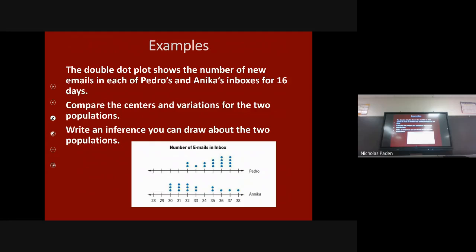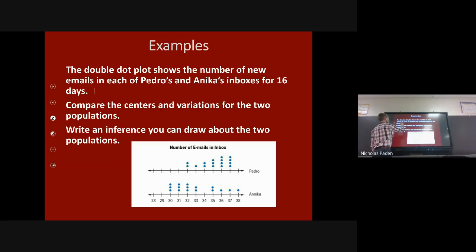So this shows the number of new emails in each of Pedro's and Annika's inboxes for 16 days. So compare the centers and variations for the two populations. So what I need to do first is I actually need to write out what these are. And here's the number line that they show you. I need to write out what these are because that's going to make it easy for me to find the median and the IQR.